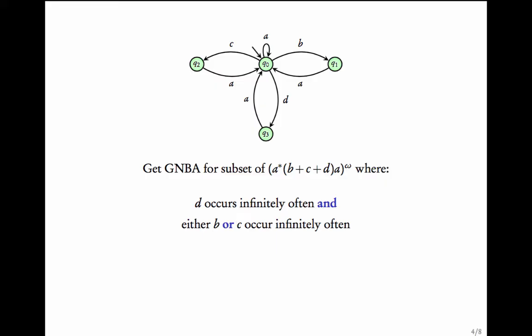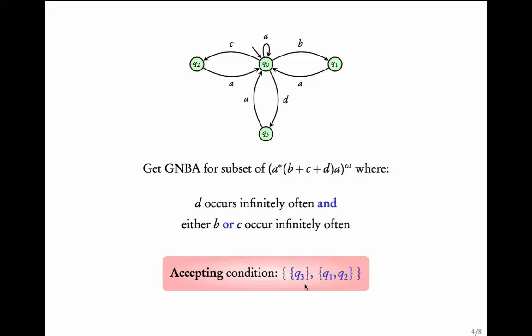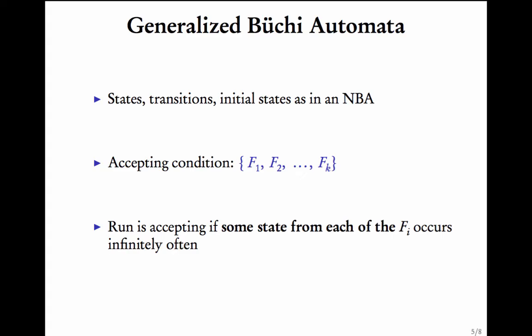How do we give our accepting condition for this? We want Q3 to occur infinitely often and either Q2 or Q1 should occur infinitely often. So we give the condition like this. The condition consists of two sets. The first set is Q3 and the second set is Q1, Q2. This says that the run is accepting if Q3 occurs infinitely often and one of either Q1 or Q2 occurs infinitely often as well. So this is what a generalized Büchi automaton is.